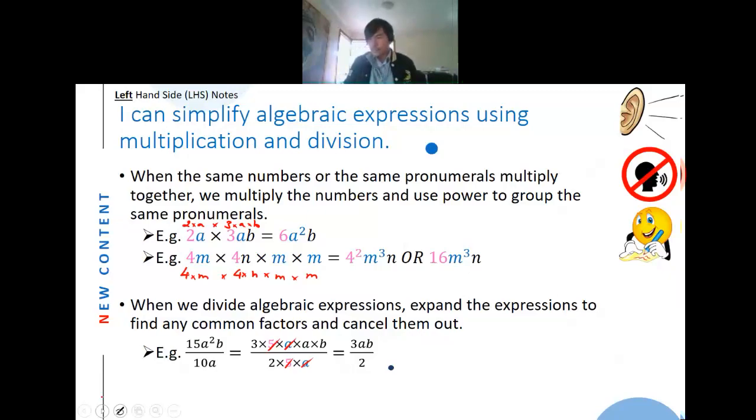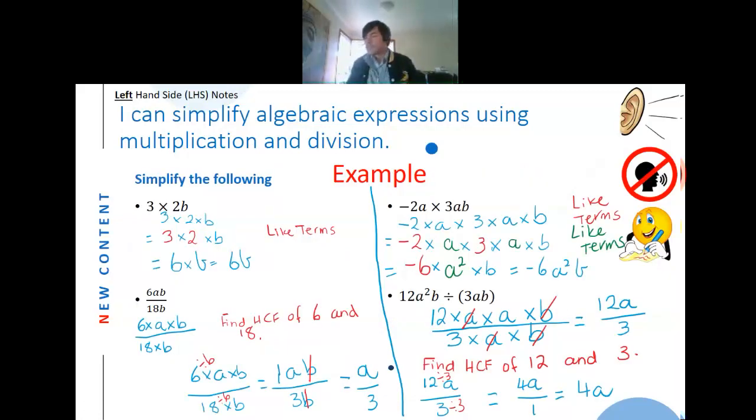So let's move on to a few more examples. My laptop's not working. Let's use this. Okay, so the first one here is I've got 3 times 2b. We are going to write that as 3 times 2 times b. So first we multiply the numbers together. So 3 times 2, well, that's 6, and then times b, and we can rewrite that as 6b.